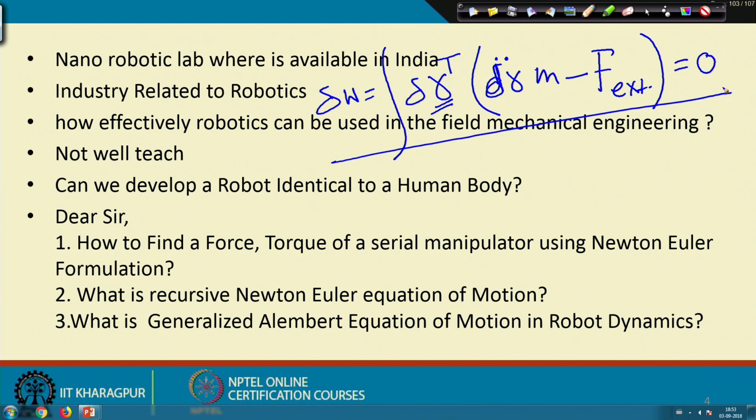Now, as I told, due to the same reason, in this particular course I did not discuss all such methods in much more detail. Instead, I concentrate only on the Lagrange Euler formulation. So, I think I have got some online queries.